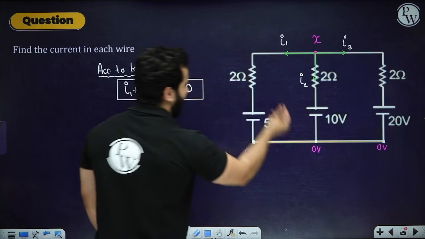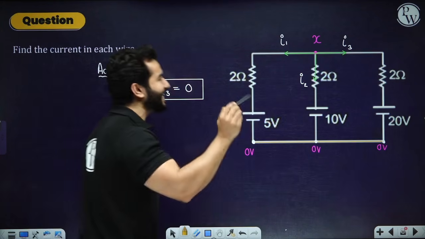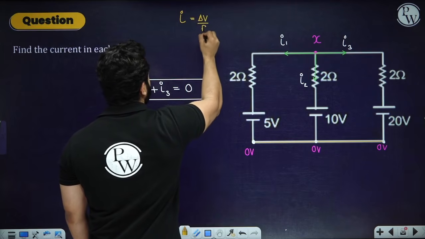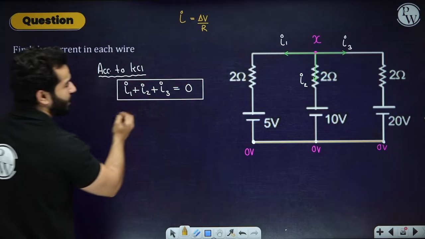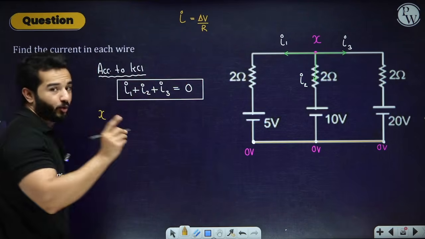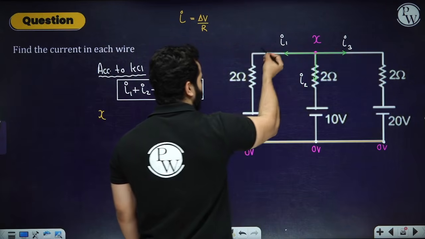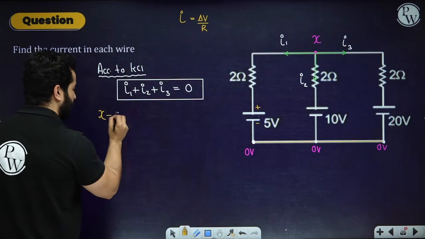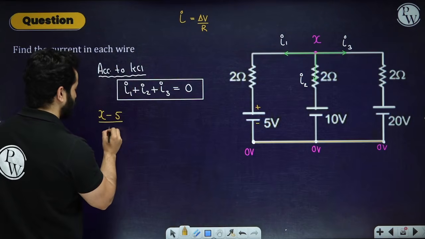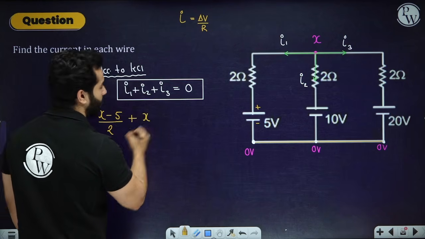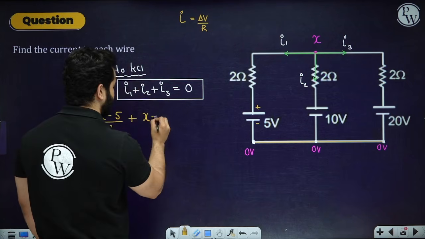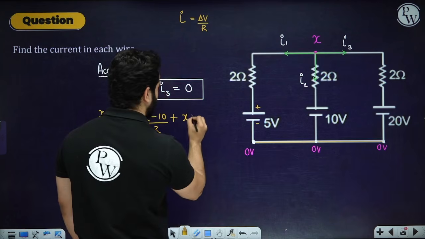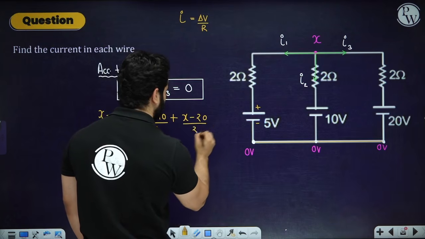Next point, any current can be written as potential difference upon resistance. So I1 can be written as potential difference, which is X. Now how do you read it? You move from the positive terminal to negative. So that means X minus 5 divided by resistance, that is 2, plus X minus 10 divided by 2 plus X minus 20 divided by 2 is equal to 0.